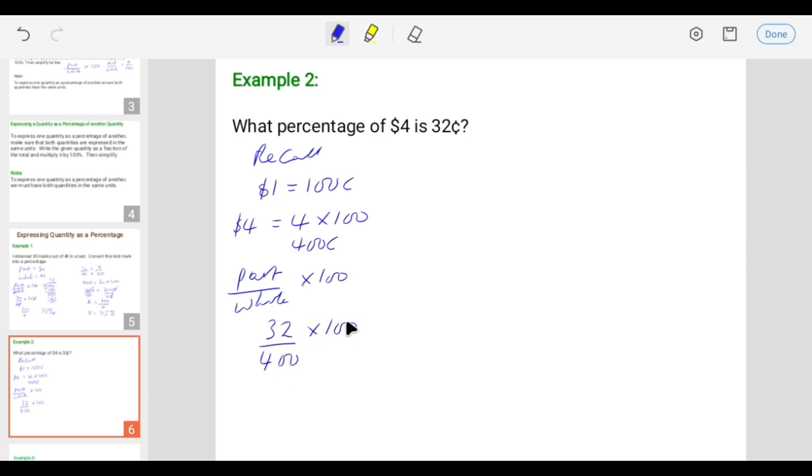So if we reduce this, we're going to have 32 divided by 4. If you take your long division, 32 divided by 4, 4 can go in 32 how many times? It can go in 32 8 times. 8 times 4 will give us 32. 32 minus 32 will be 0. Therefore, our final answer will be 8%.